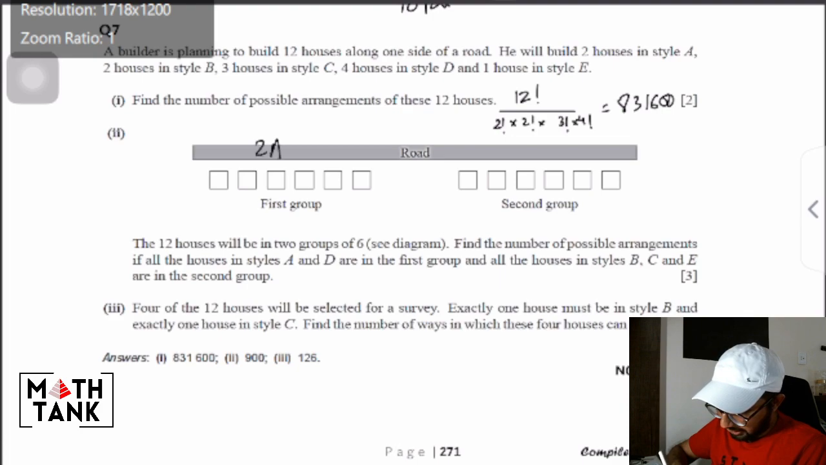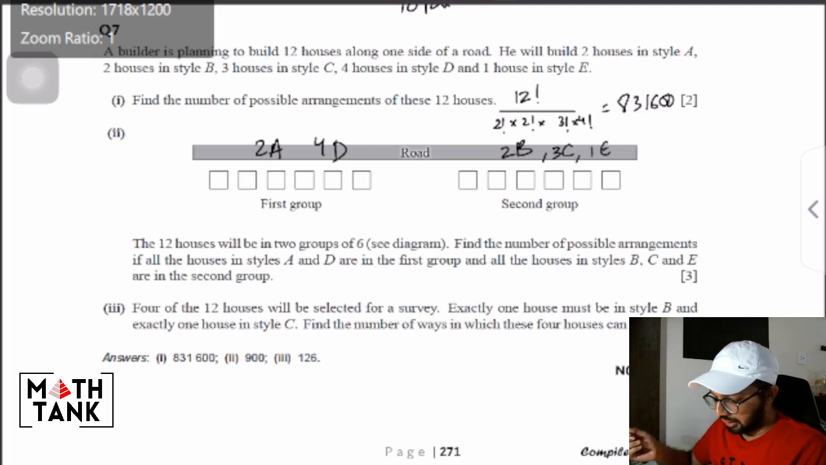So A and D, 2 are A and 4 are D, and then I have 2 houses in style B, 3 houses in style C, and 1 house in style E in the second group. So find the number of possible arrangements. When you are doing this question, you will have to do each of these groups individually.